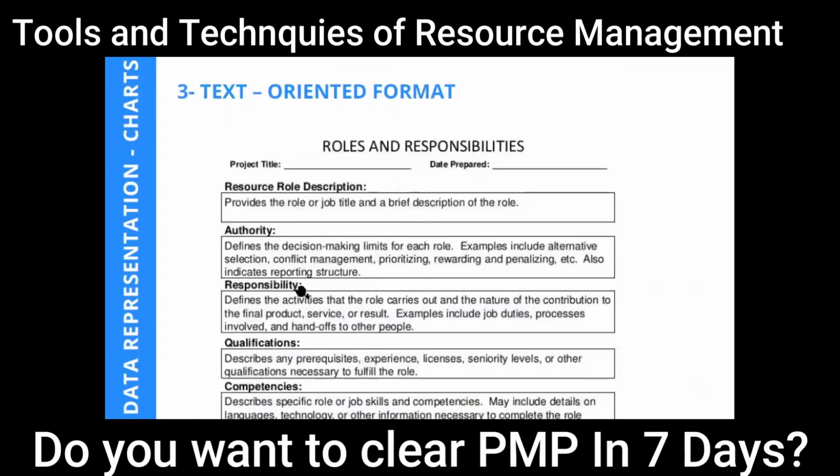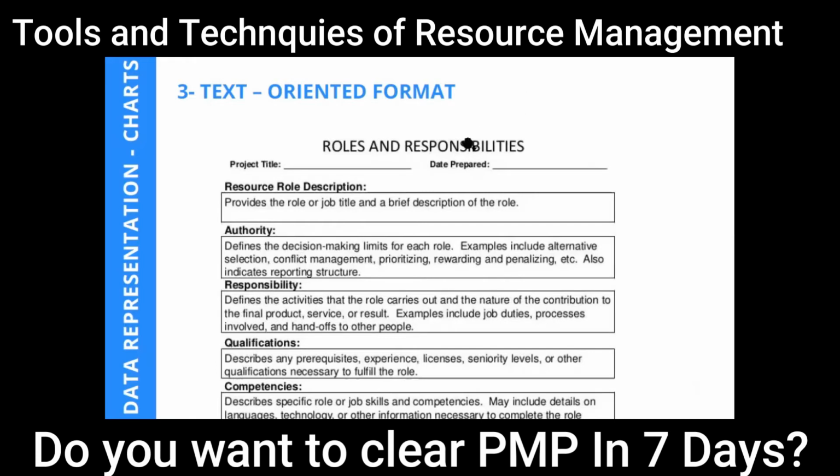Then we move to the third type of data representation charts: text oriented format. Text oriented format is more like the notices that are generated in your organization, roles and responsibility of the people. That is text oriented format. So these are basically data representation charts.